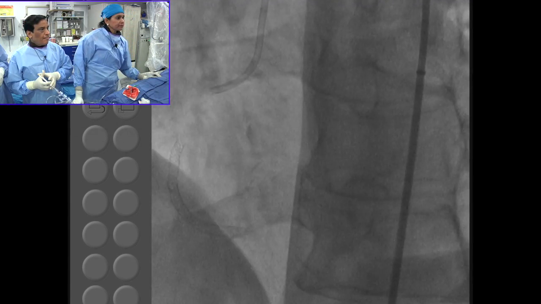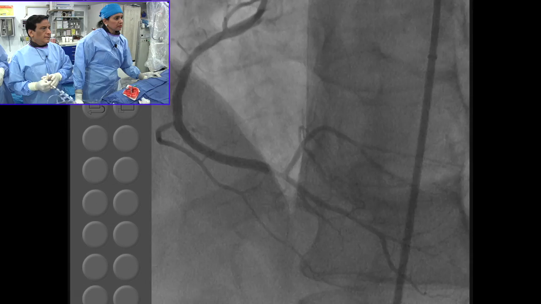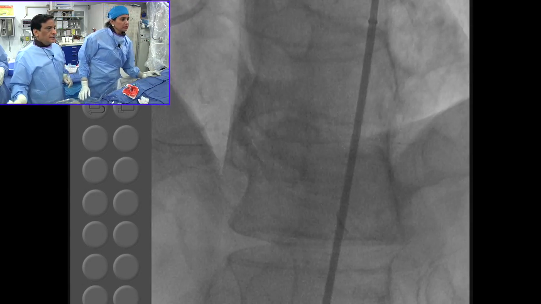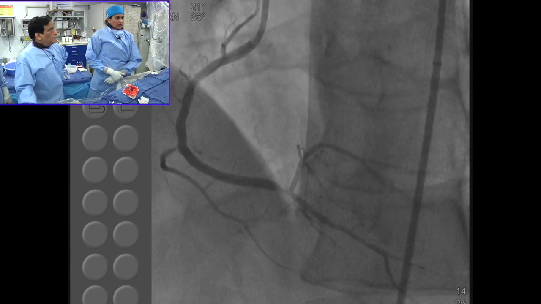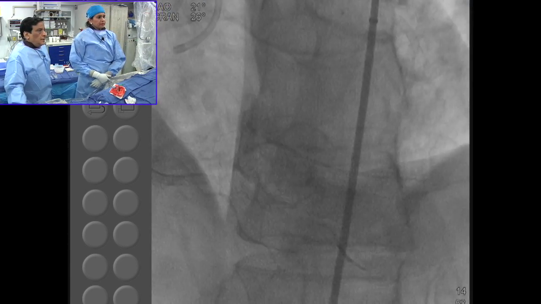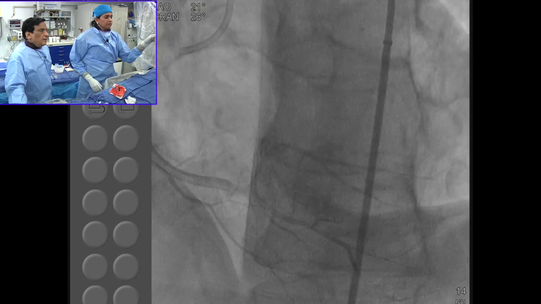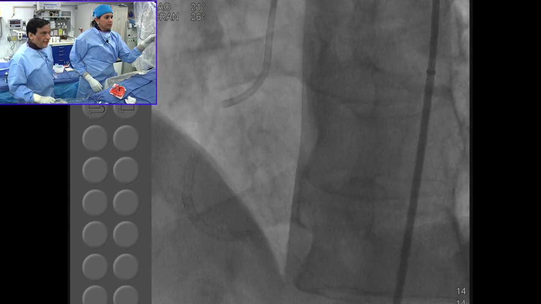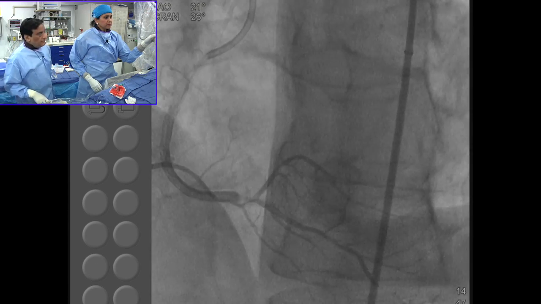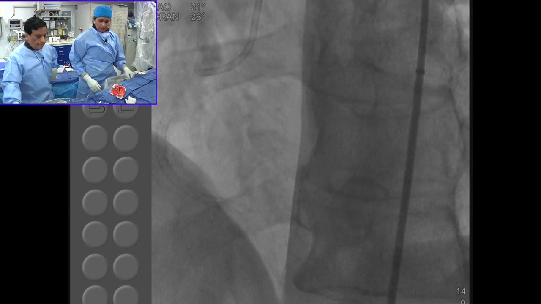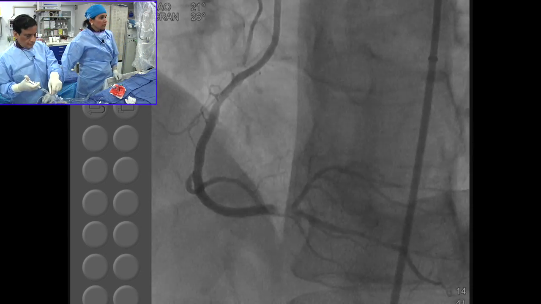Yes, I think that can be very valuable for the viewers. I'm still a little concerned at that bifurcation site. Yeah. But it could be just a step up, step down. No, but angiographically, we have to be concerned. Probably an AP cranial view, open that up a little bit further.